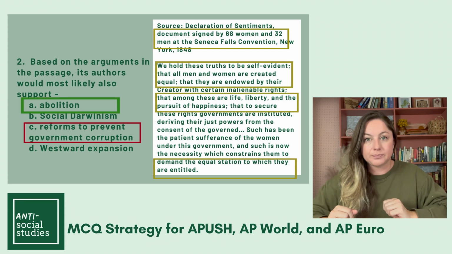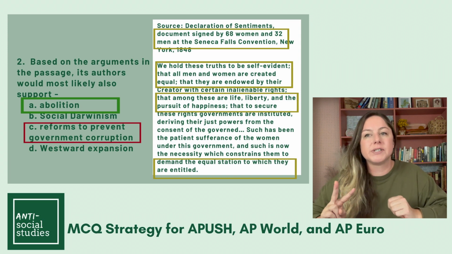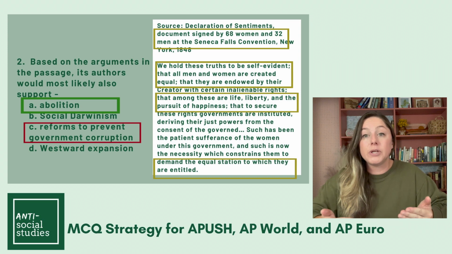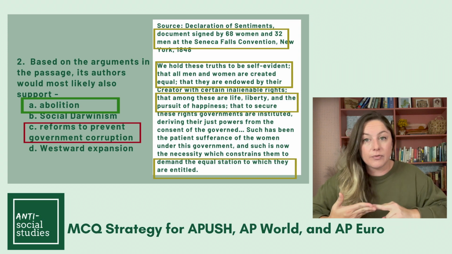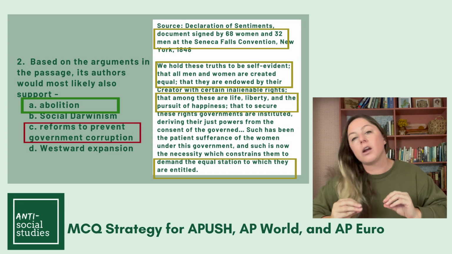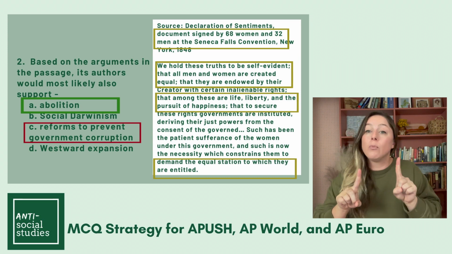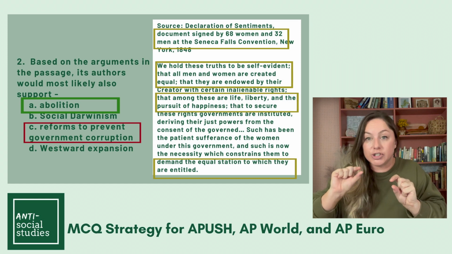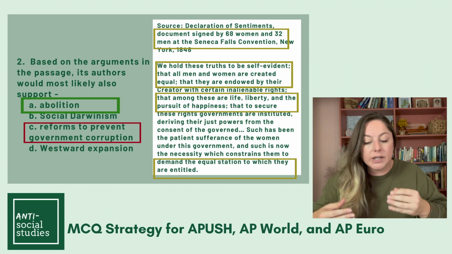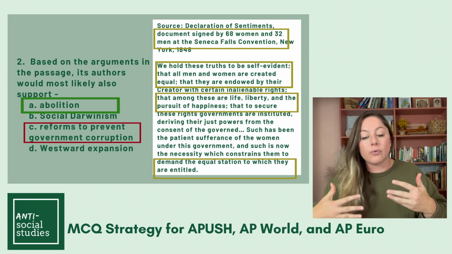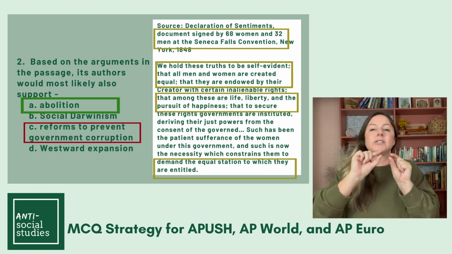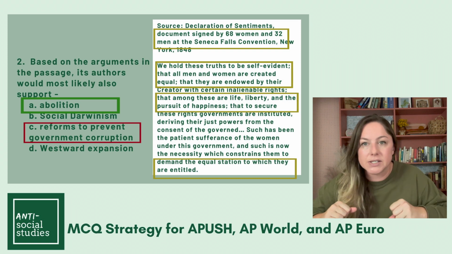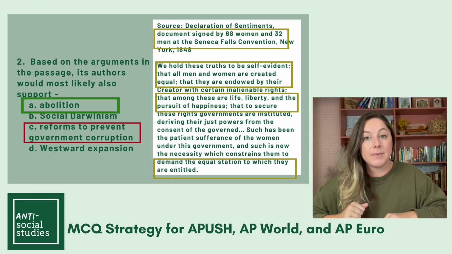support the abolition movement. This is a great example of two answer choices being potentially right. The authors of this document and even the arguments in this document could be used to support both abolition and government reforms. But if we look at the specific arguments and the language used in here, it's way more direct. It's a way shorter path to go from the words in this document to abolishing slavery, to establish equality, equal station of people, the right of life and liberty, right? That's a way shorter path than to take those same words and go to like government finance reform, for example. So the answer is A, abolition.